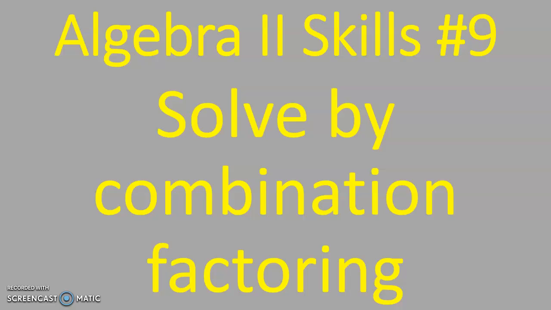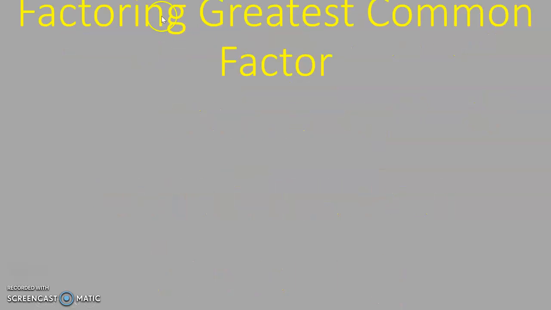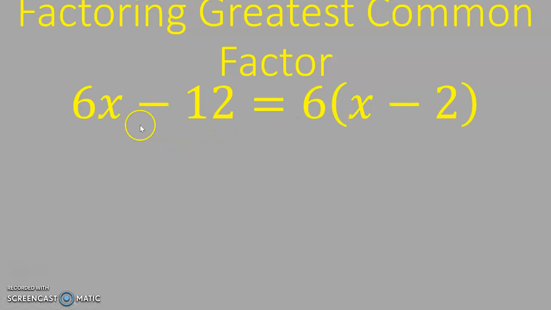All right, Algebra 2 skills number 9, solve by combination factoring. Sometimes you have to do several things when you factor. So we'll start with the concept of the greatest common factor, or GCF. And here's an example of a GCF.